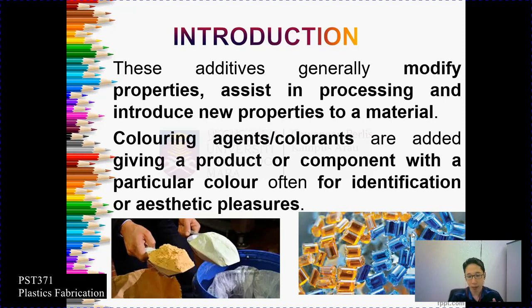Commonly there are three purposes for adding additives. First, coloring agents or colorants are added to give a product component a particular color, often for identification and aesthetic pleasure. For example, if you flash back to high school, you learned about electrical devices. The main switch commonly consists of three wires: live, neutral, and earth. Each of these wires has a different color. This is what we call identification. Different colors identify the different purposes of these wires. Same goes here, so sometimes coloring is very important for identification.